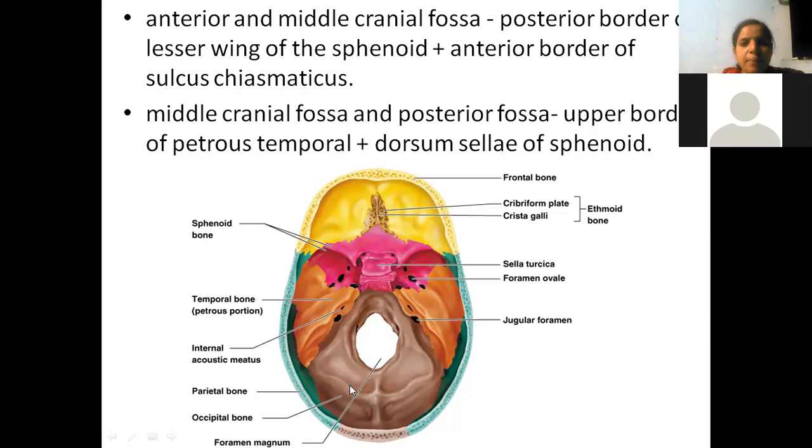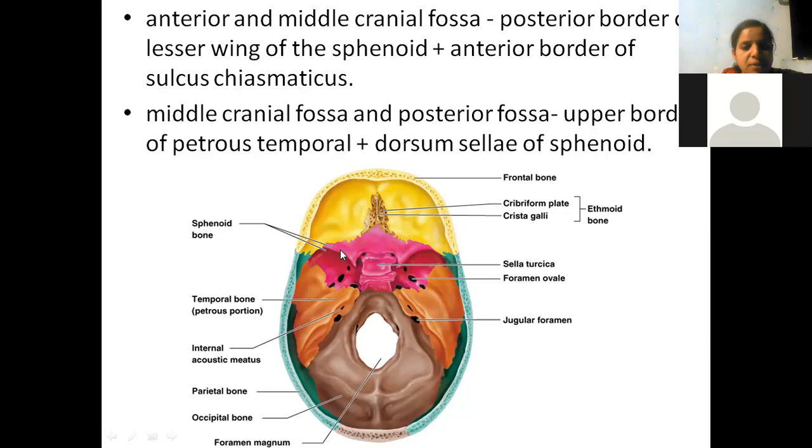Middle cranial fossa and posterior cranial fossa, we are finding this rough area of whole of the orange bone, that is the petrous part of the temporal bone. Okay, and this depression is actually called dorsum sellae of the sphenoid bone. So we will discuss much in detail now. First, just look at the labelings which are given here. So in anterior cranial fossa, we have frontal bone, cribriform plate of ethmoid bone. Within the cribriform plate of ethmoid bone, you are finding a pointed area which is called crista galli. Okay, and this is the sphenoid bone.